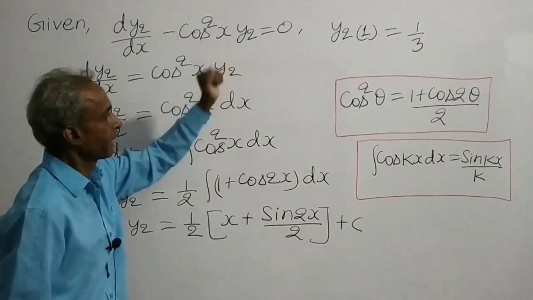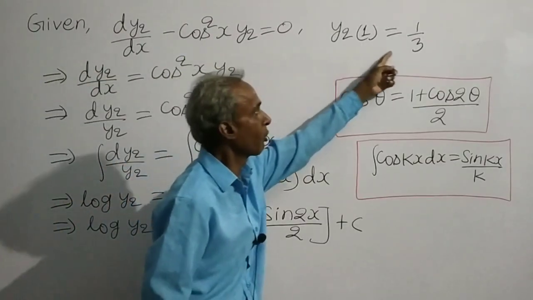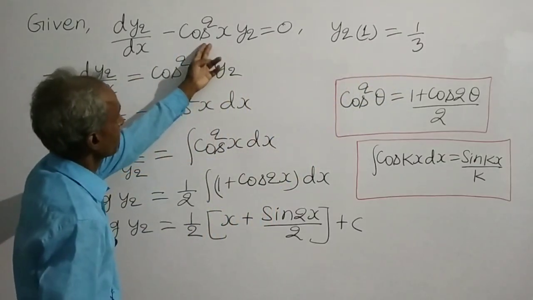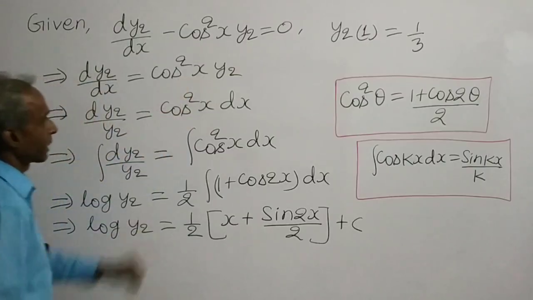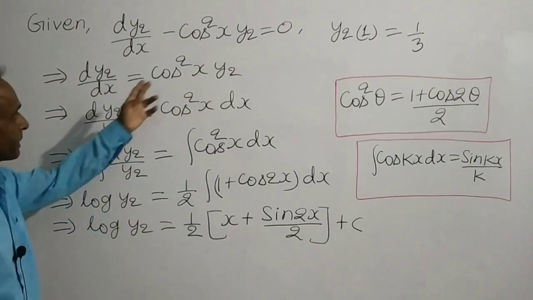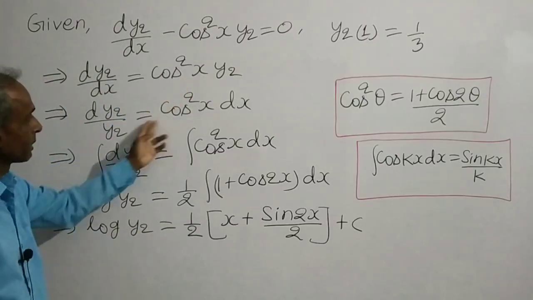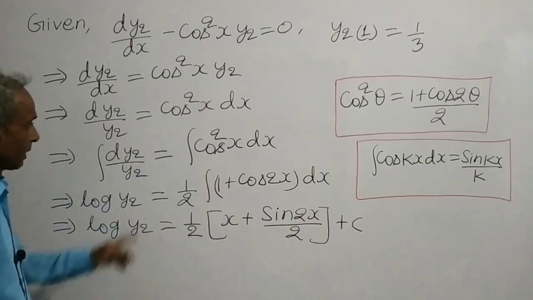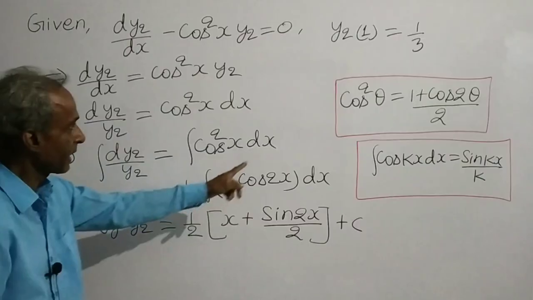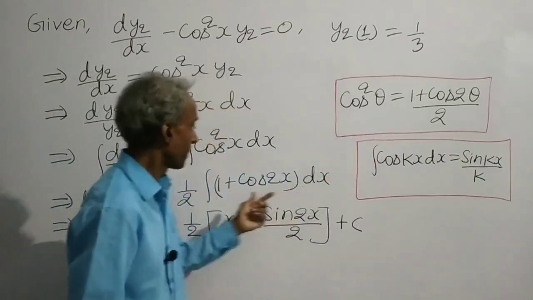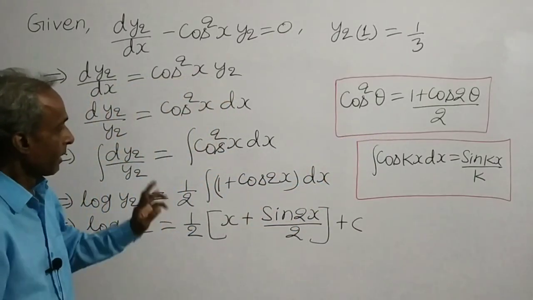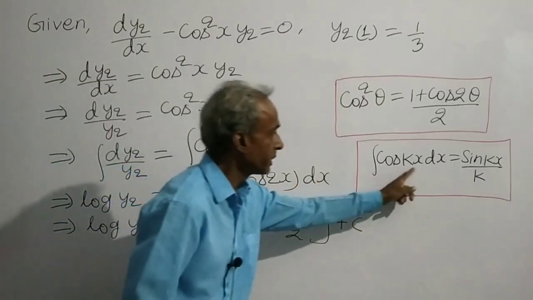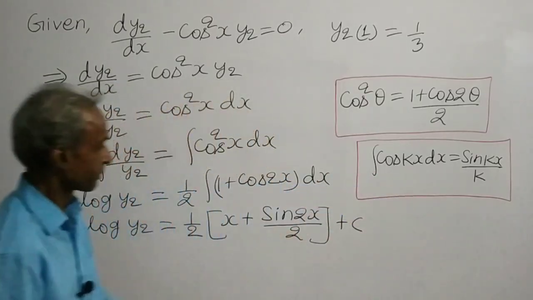This is given in the question. This is also given in the question. Shift this cos square x y2 on the right hand side. Separate variable here. Integrate both sides. Write cos square x by using this formula. Integrate cos 2x by using this formula.